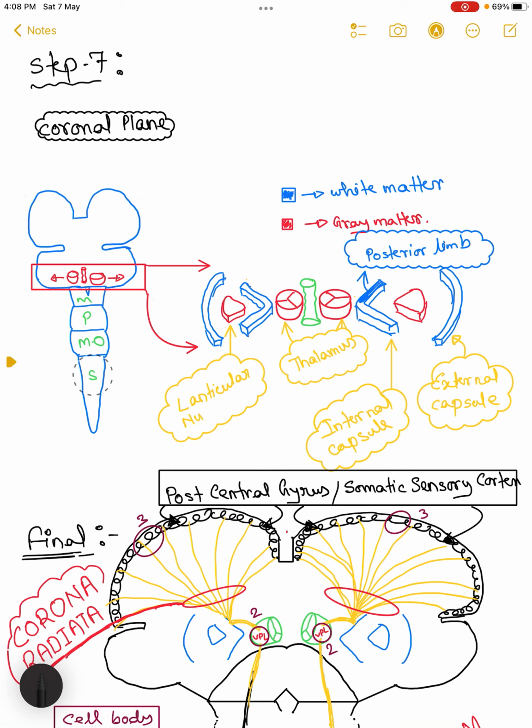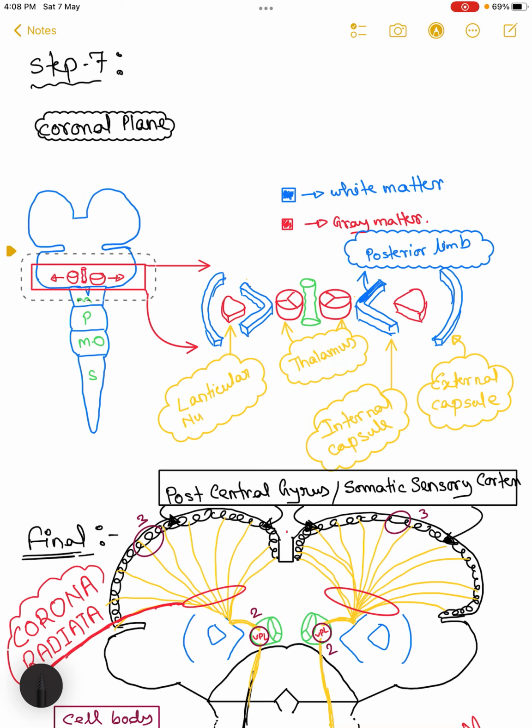This is our spinal cord. This is our medulla oblongata. This is our pons, and this is our what? Midbrain, right? Above the midbrain, I told you, is located what? Our thalamus. If we see this structure here, you will find this is a thalamus. This is one thalamus, right? And in between the thalamus, this is what? Third ventricle.